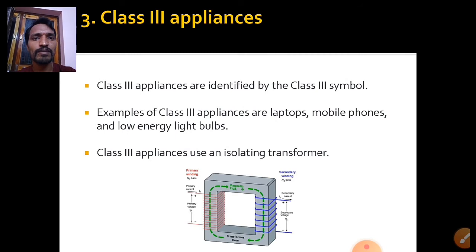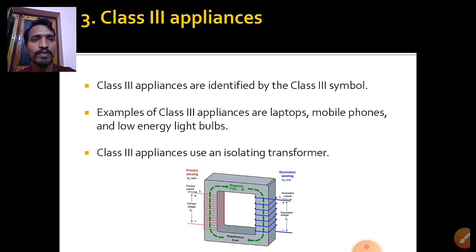Next, class 3 appliances. Class 3 appliances are identified by the class 3 symbol. If we observe the symbol of class 3 appliances, then we can say that this appliance comes under class 3 appliances. What are the examples of class 3 appliances? Laptops, mobile phones, and low energy light bulbs. These come under class 3 appliances.